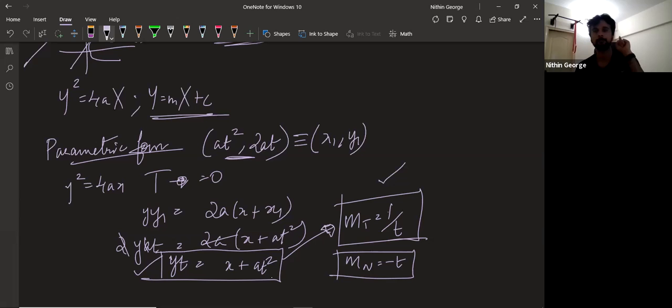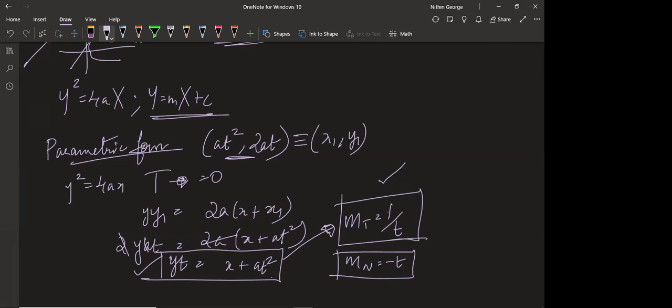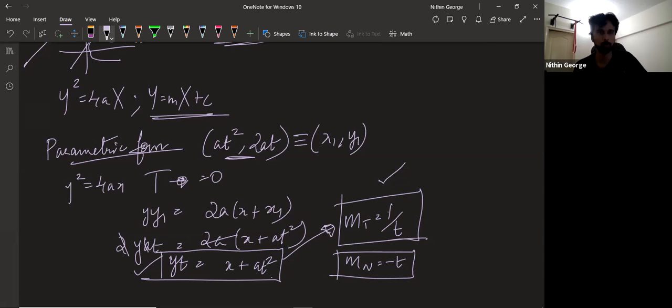All right, guys, got this parametric form? Yes, sir. Okay, so we did point form, slope form, and parametric form of tangent.